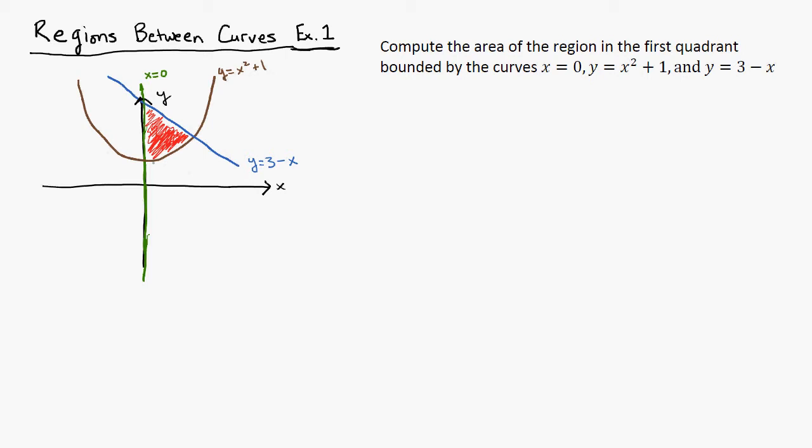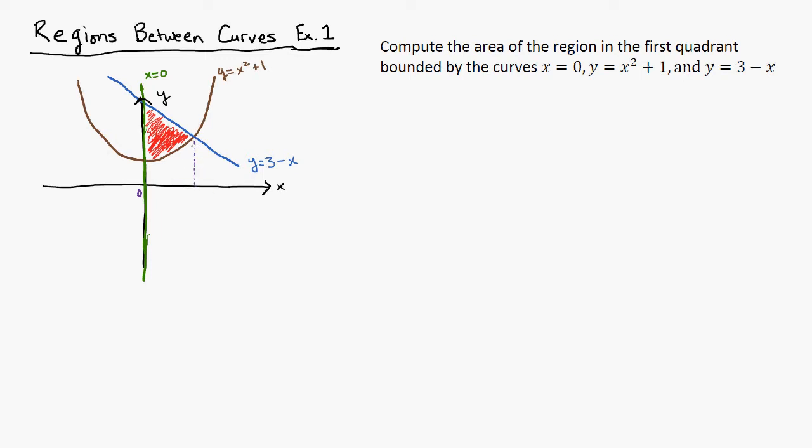Before we can set up the integral, we need to see which interval we need to integrate over. So if we look at the region, we can see that the region is bounded on the left by x equals 0. So the left endpoint is going to be x equals 0. And the right endpoint ends at this point here. So we need to compute this x value.